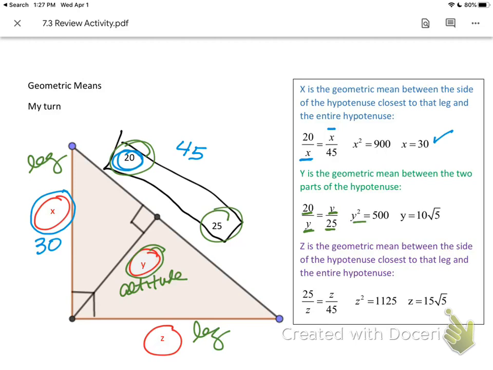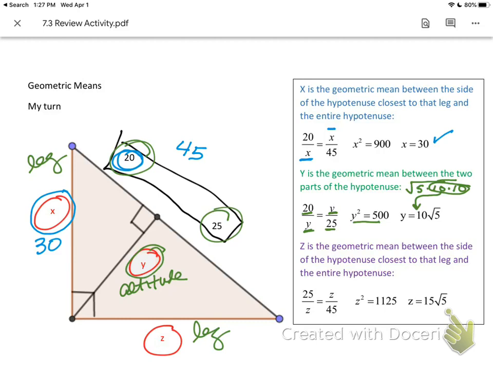You should be getting y squared is 500. And then what I had here was 5 times 10 times 10. And then I grabbed out a 10 and brought it to the front as a single, and that's how I got 10 root 5. Okay, that brings us to z.